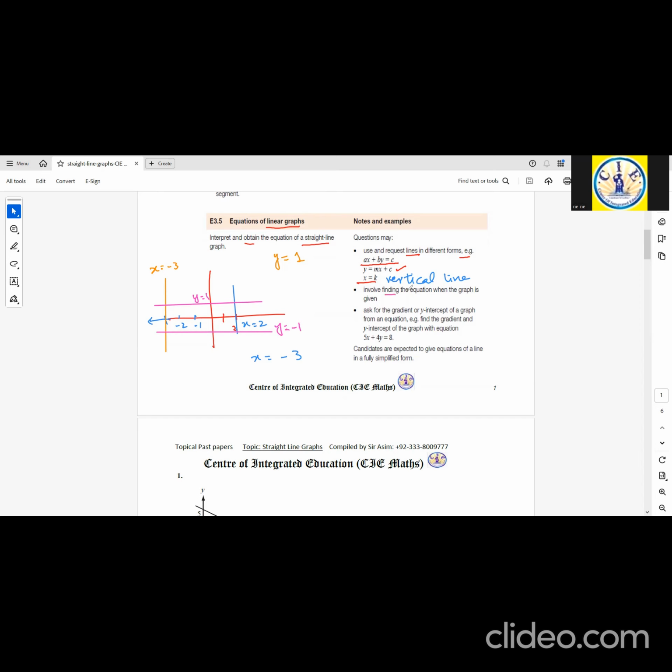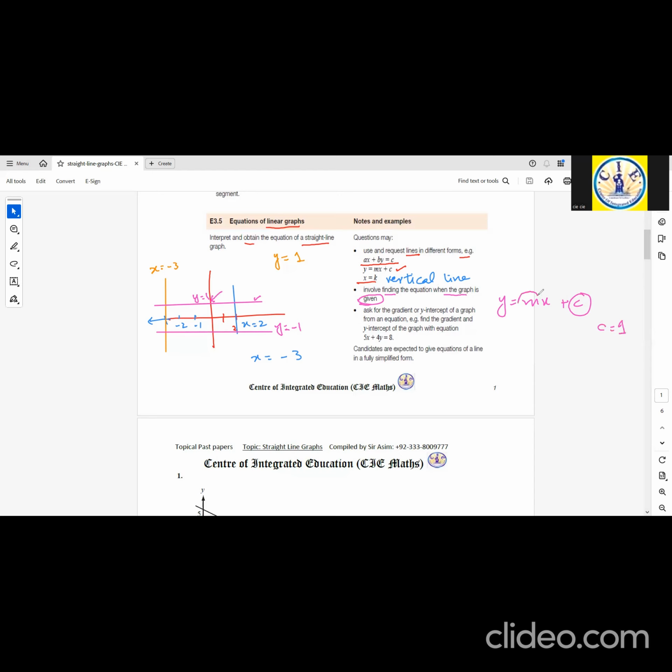Okay. Involve finding the equation when the graph is given. When we are given this graph, for example, we need to find out the equation. What is the equation of the line? To find the equation of the line when the graph is given, we can find out its y-intercept first, where the line is passing through the y-axis. As in this case, it is passing through y is equal to 1. So c is 1.